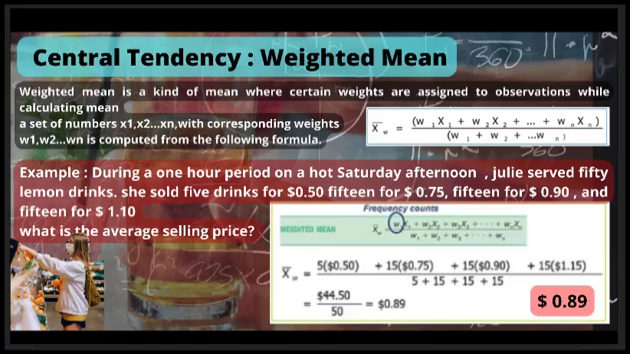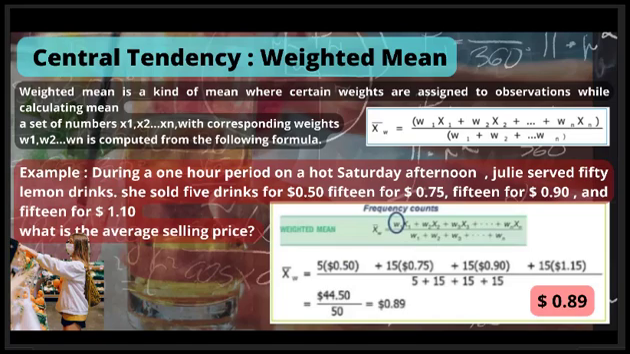In total, she sold 50 lemon drinks. She sold 5 drinks for $0.5, 15 drinks for $0.75, another 15 for $0.90, and 15 for $1.15. So she has sold 50 drinks, but each at a different price. Now you're asked to determine the average selling price. Now, how do you do that?